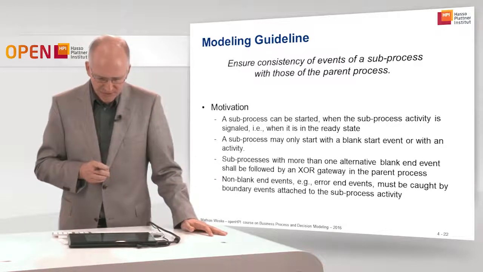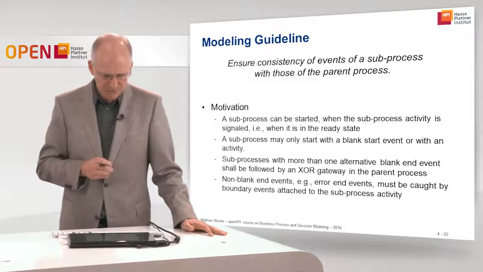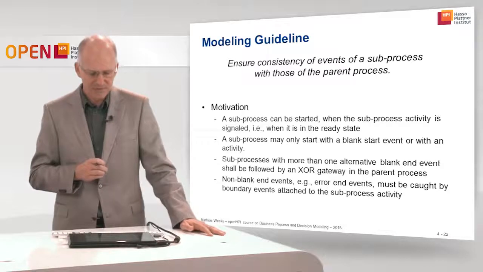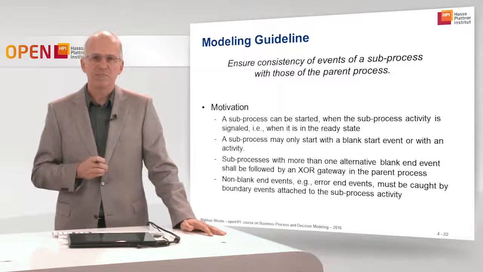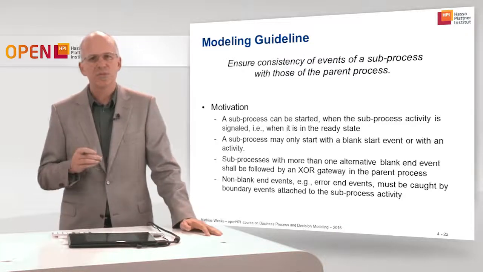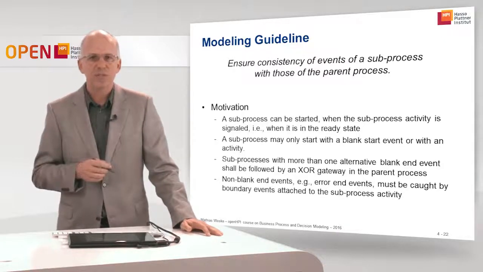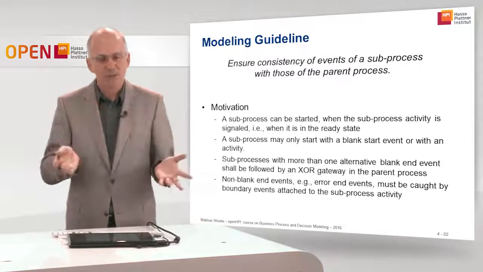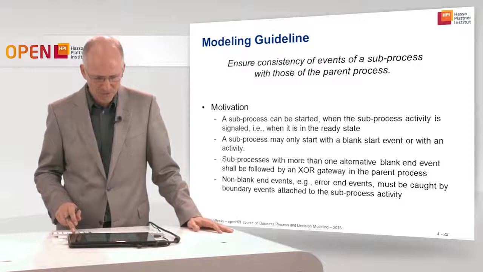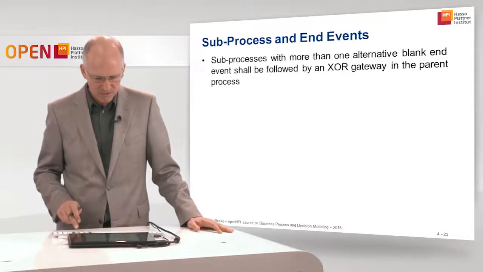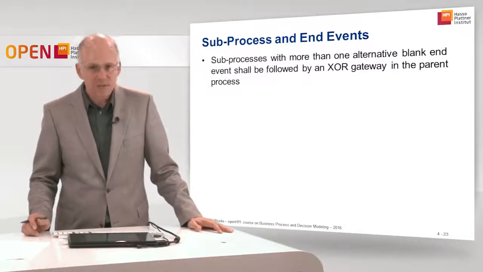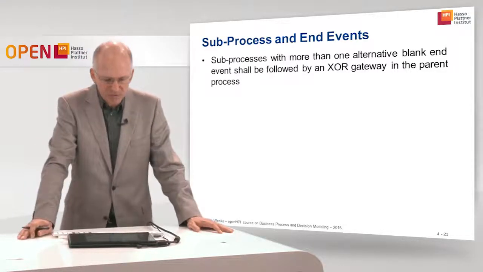Non-blank end events, or error end events, must be caught by boundary events attached to the subprocess activity. So if it's a non-blank end event and there are events thrown at the end of the subprocess, then these events need to be caught by the boundary to provide, let's say, the scope of the event handling here. Okay, so let's go into this a bit more detailed, and also using an example.